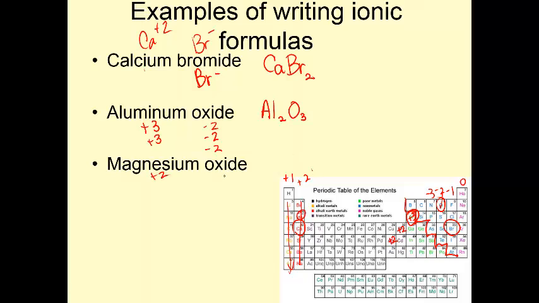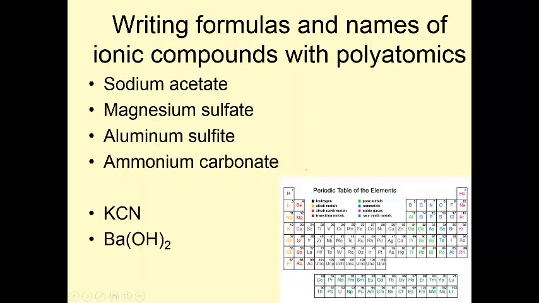Magnesium oxide. Well, here's magnesium in the +2 column. Here's oxide in the -2 column. MgO, gotta go. Right, so, writing formulas and names for ionic compounds with polyatomic ions in them.